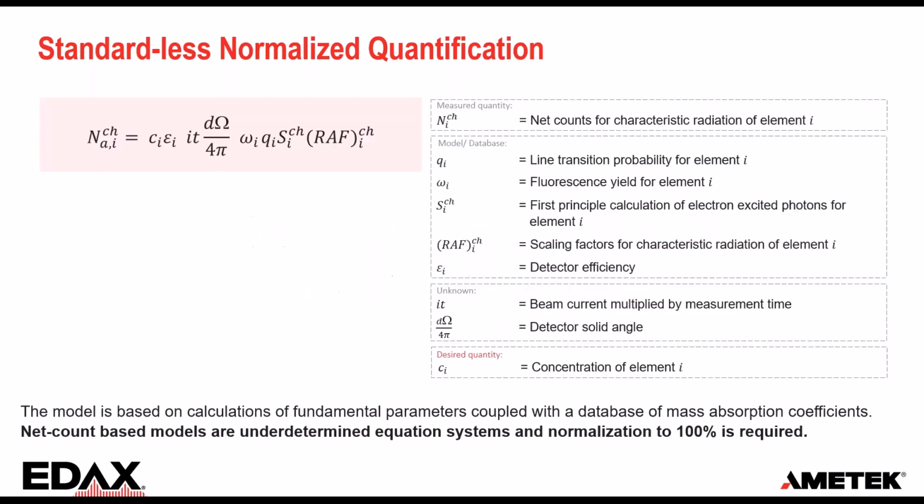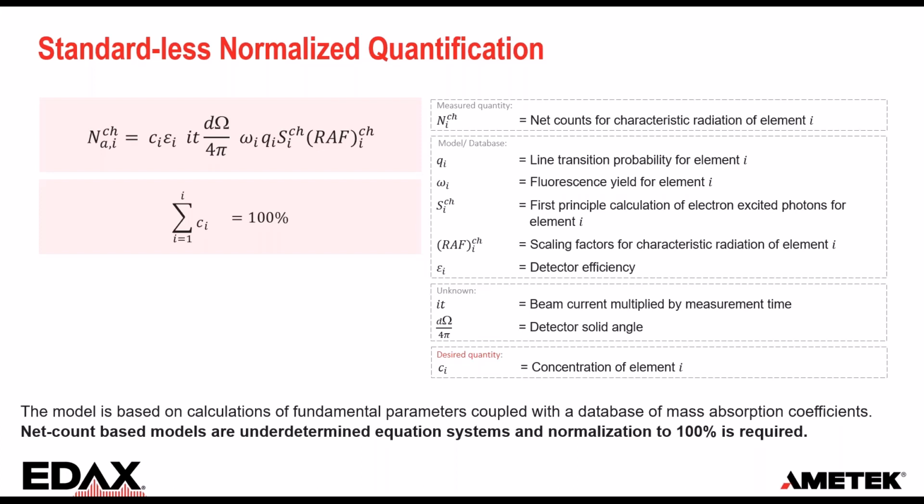So what does that mean? When we go into those equations in detail, we see that we have more unknowns than we have equations to determine the composition, and therefore we need to set another condition. And this condition actually describes that in the end, the mass fractions of all elements that we have must add up to 100%. That's basically it. That's called a normalization. And that is why it's called normalized quantification.